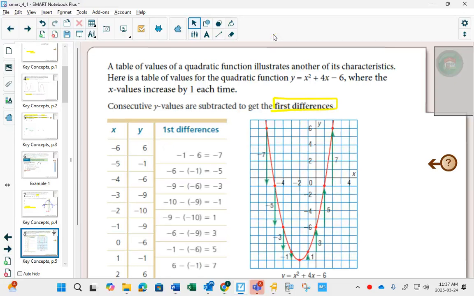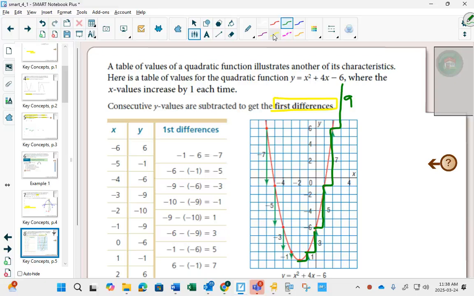If we look at how things change, and I'm going to actually start at my vertex here. I go over 1, and this time I go up 1. So its first difference is 1. Then I go over 1 and up 3. Its difference is 3. Then over 1, up 5. Then over 1, up 7. If you're looking for a pattern, what do you think would be next? Over 1, up 9. So our differences go 1, 3, 5, 7, 9.